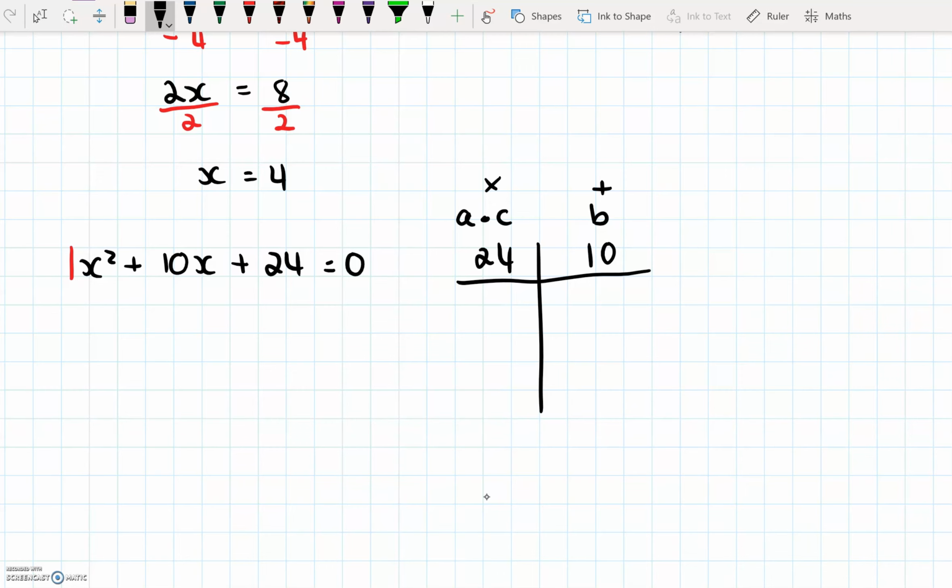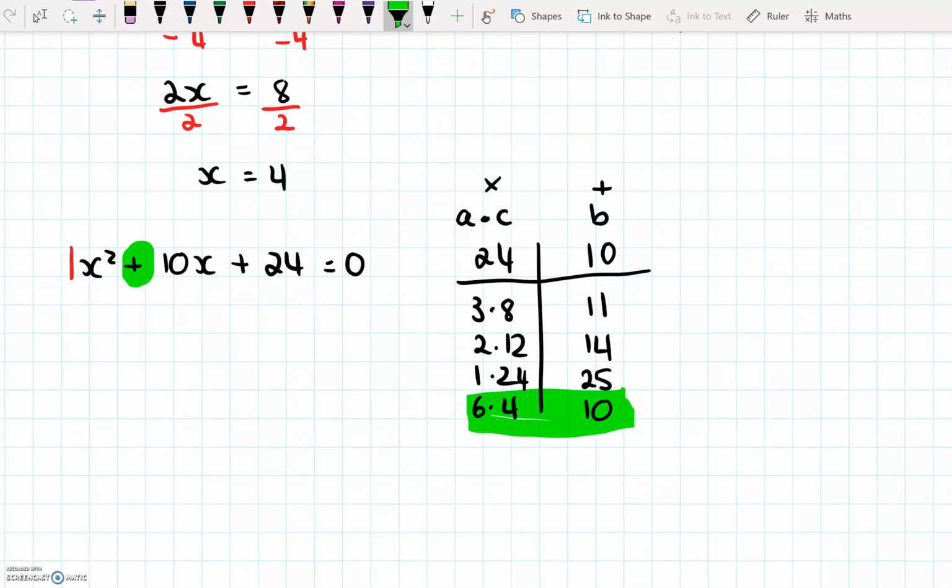Now, things that multiply to give 24: we have 3 times 8, 2 times 12, 1 times 24, and 6 times 4. I'm not going to bother with negatives because you can see that your second term here is positive, therefore they must both be positive numbers. That's one of the tricks you'll start to build up. I just want you to get used to factorizing. Add them together: 3 plus 8 is 11, 2 plus 12 is 14, 1 plus 24 is 25, and 6 plus 4 is 10. So we know we're using this one.